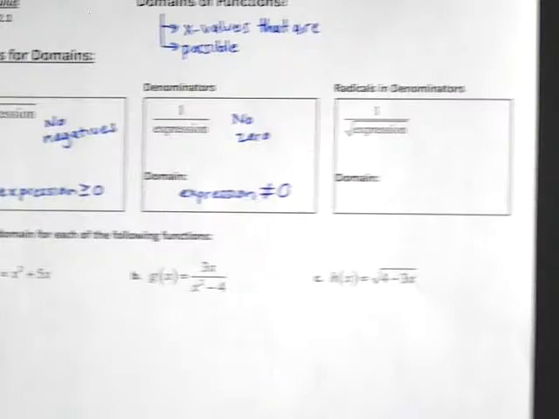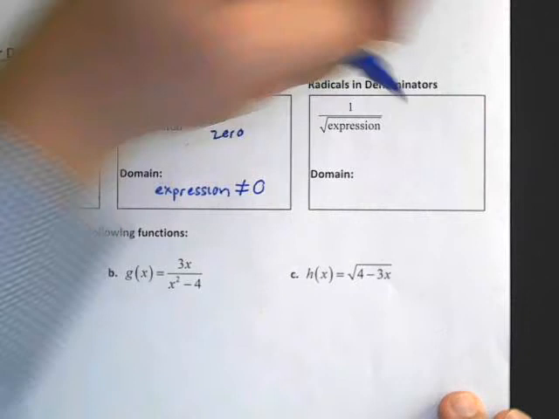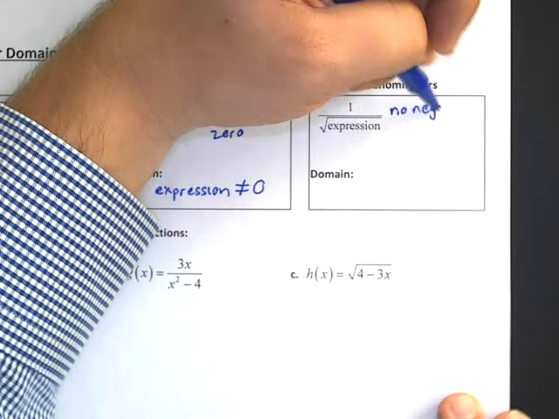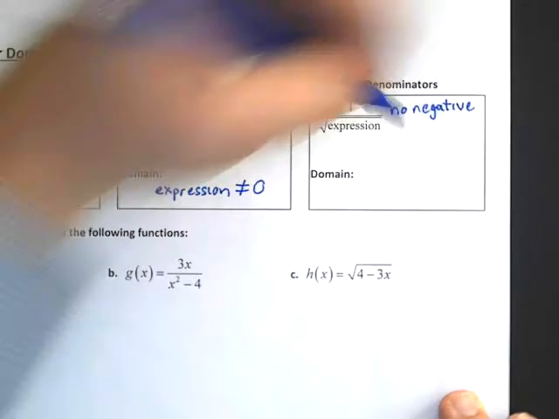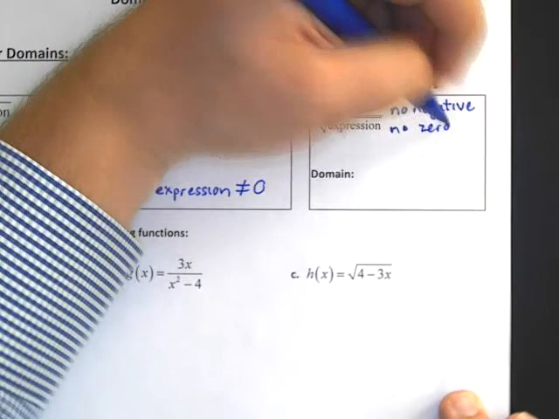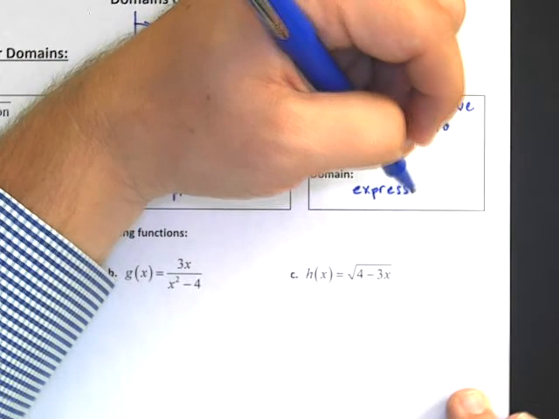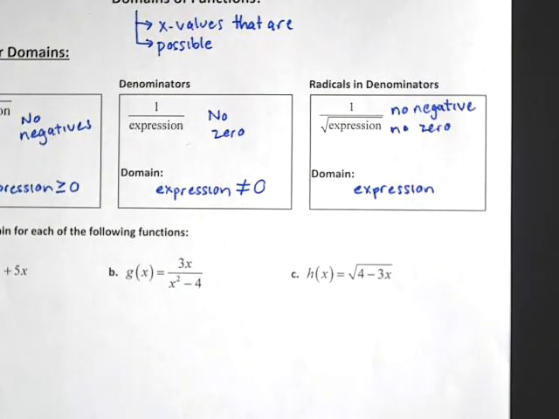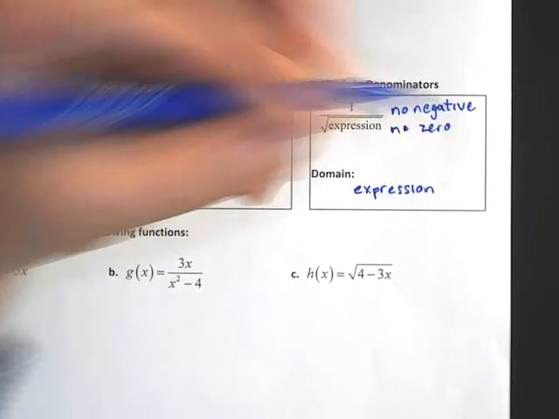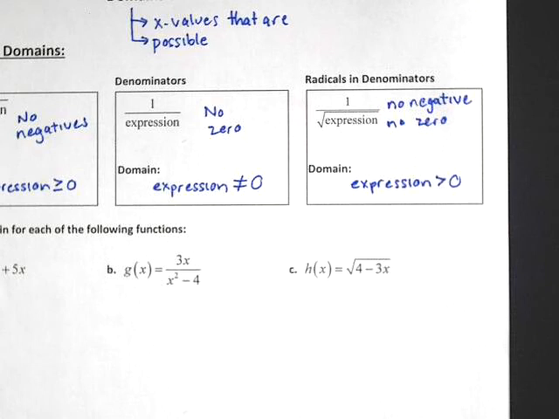Lastly, radicals in the denominators is really just a combination of both. We know that it's an expression under a radical, so it can't be negative. We also know that it's in the denominator, so it cannot be 0. So we say the expression must be positive, right? If I'm writing expression must be positive, what's another way to say that using inequality symbols? Yep, absolutely. You said it right. The expression must be greater than 0.